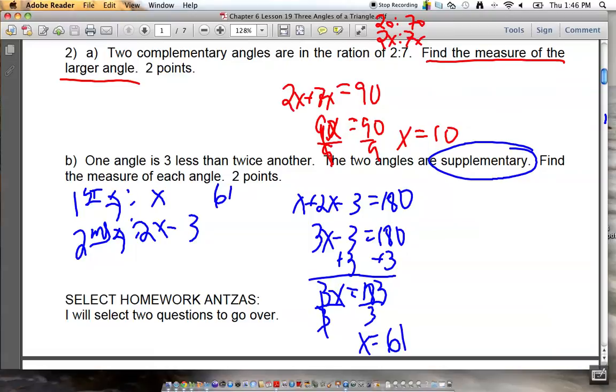So this guy's 61. How do I find the second guy? Stephen, head in the game. How do I find the second angle? I know Rach knows. I'm looking for somebody else. Denise? You substitute x with 61. Right, you substitute it in. So 2 times 61 minus 3 is 122 minus 3, which is 119.